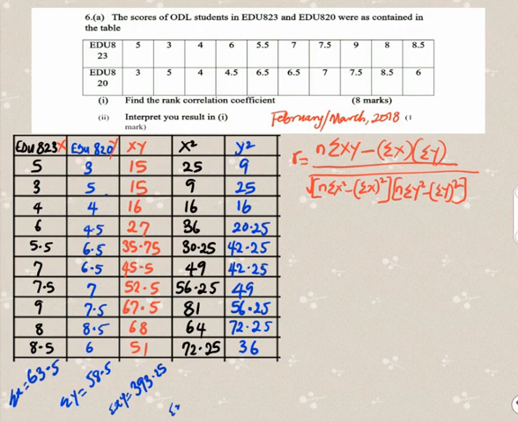All right, let's have a summation x squared. 25 plus 9 plus 16 plus 36 plus 30.25 plus 49 plus 56.25 plus 81 plus 64 plus 72.25. Okay, that gives 438.75.